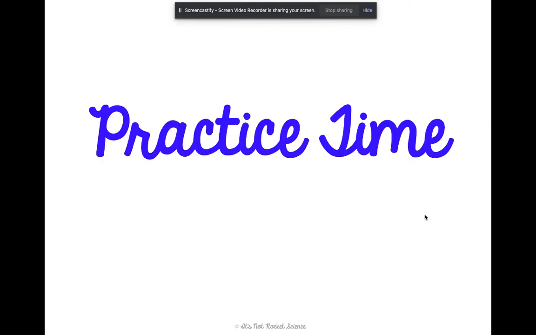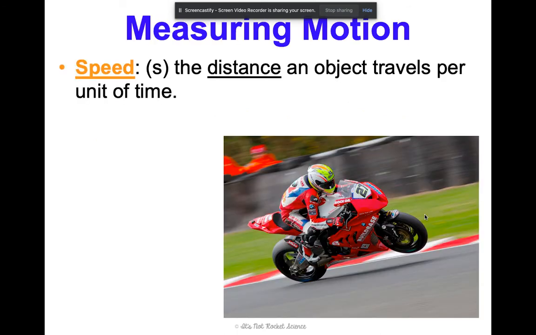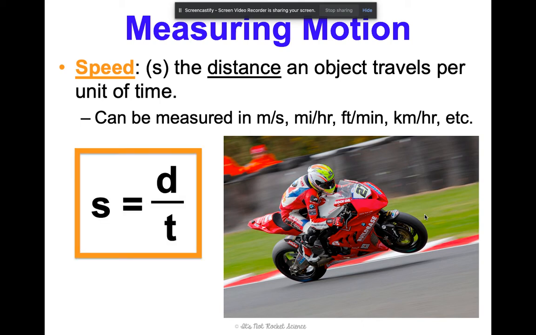So, we're going to continue on this for these notes, but we'll have plenty of practice to go over this. So measuring motion, we're going to go ahead and do speed. Speed is a lowercase s. It's the distance an object travels per unit of time, and it can be measured in meters per second, miles per hour, feet per minute, kilometers per hour, etc. We use this equation, s is equal to d over t. So s is speed, d is distance, and t is time.